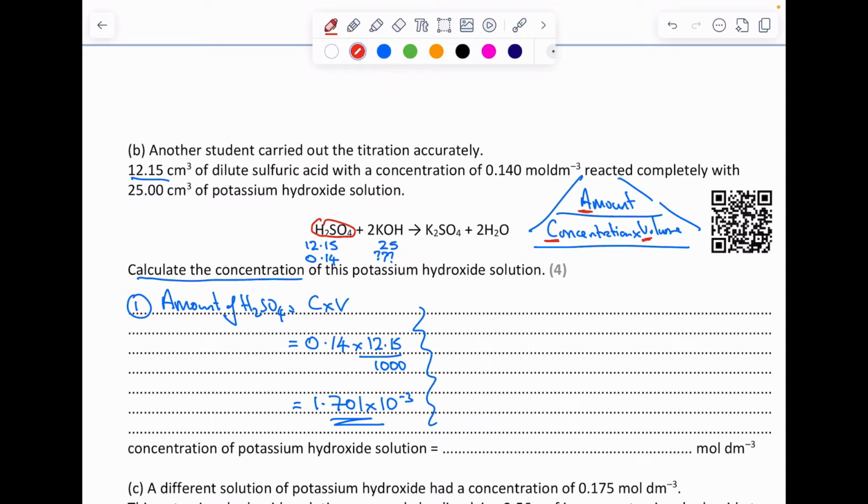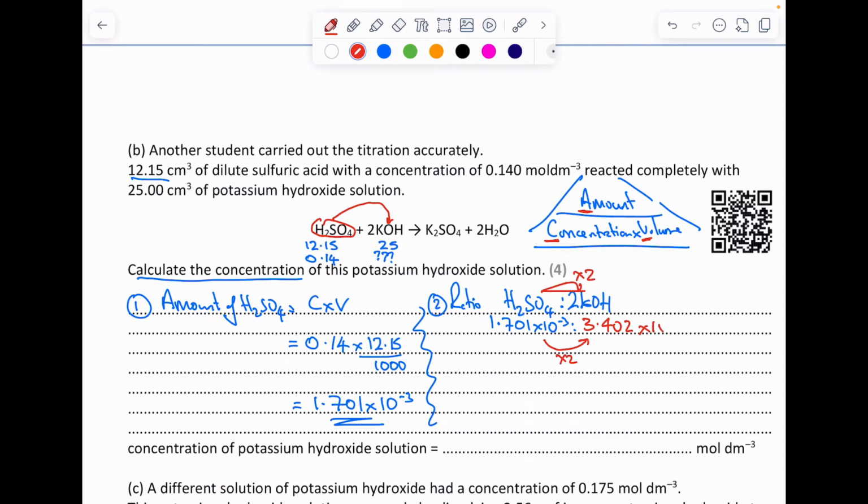Next thing to do is we have to link the sulfuric acid to the chemical it's reacting with. So to do that, we look at the ratio, the stoichiometry, and according to the equation, there is 1 lot of H2SO4 reacting with 2 lots of KOH. We've just worked out they've got 1.701 times by 10 to the minus 3. So what I'm trying to do here is go from here to here, and therefore I've got to go from here to here to here. Okay, so to do that, we are timesing by 2. So let's times that by 2. I'm going to write the answer in red so we can see it's a new number in this part of the answer.